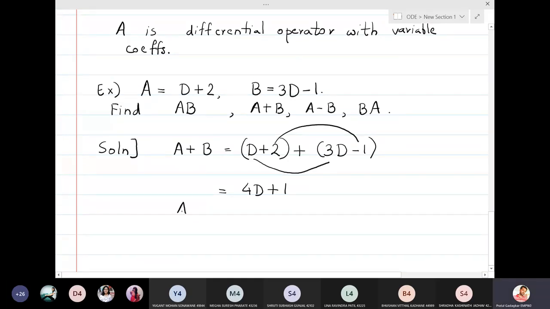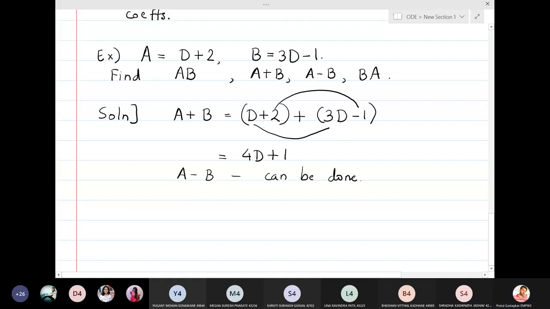Similarly, you can calculate a minus b. So you can do this. So addition, subtraction is not a big deal. Let us calculate what is AB. Now to calculate AB, what I will do is, instead of finding AB, I will find what is ABy.